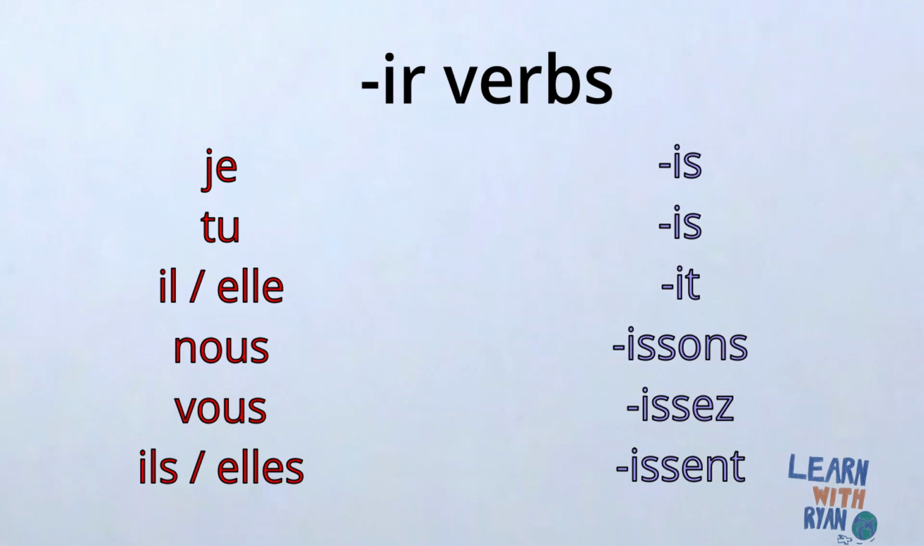For nous, we add the letters ISSONS. For vous, we add the letters ISSEZ. And for il, elle, we add the letters ISSENT. That was a mouthful, wasn't it? Let's have a look at an example.